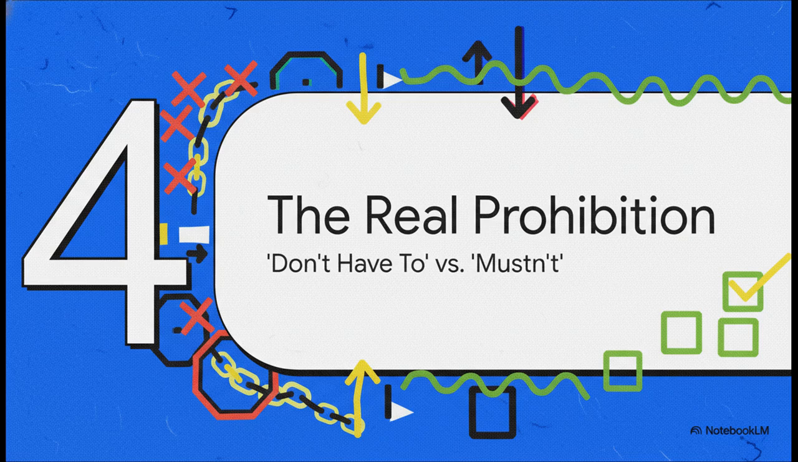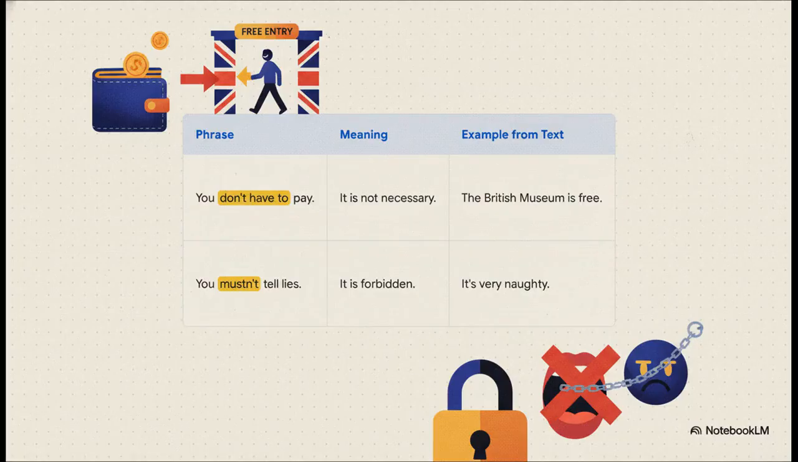So you're probably wondering, if don't have to isn't for prohibitions, what word do I use? Well, let's bring in the real hero of prohibition, mustn't. This is the final piece of the puzzle. Let's look at them head to head. If you go to the British Museum, it's free, so you don't have to pay. It's not necessary. But what about telling lies? Well, that's forbidden. You mustn't tell lies. You see that huge difference? One is optional, the other is a strict rule against doing something.